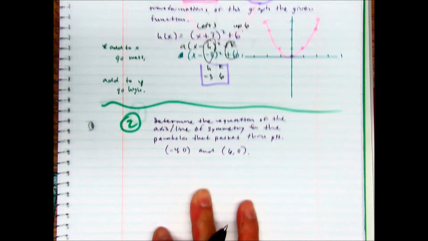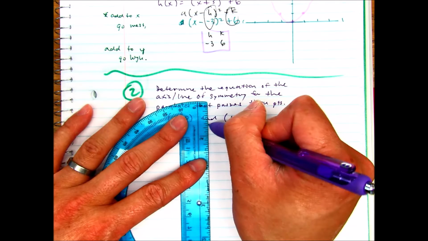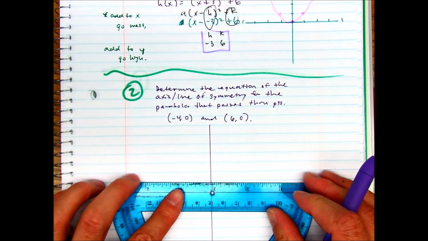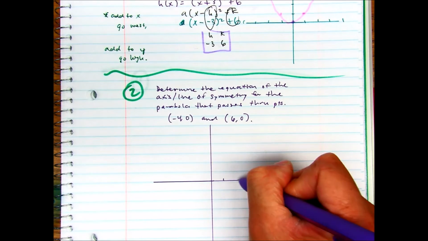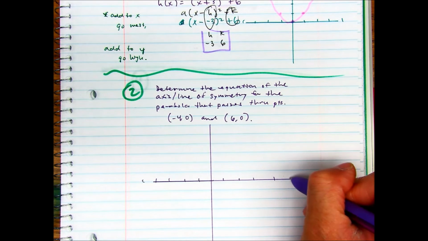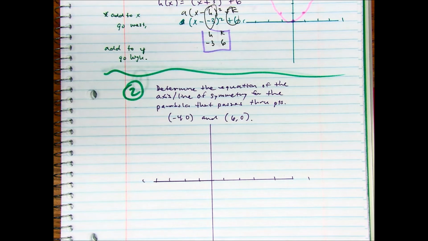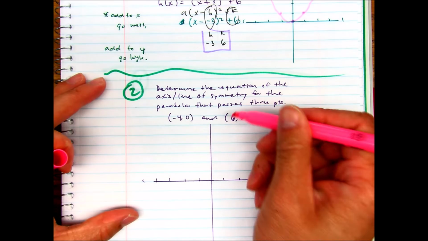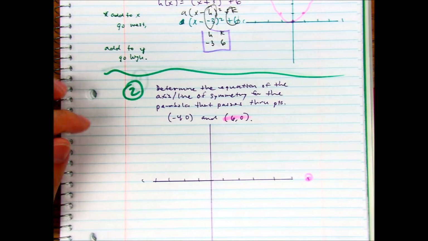Question number 2. Determine the equation of the axis or line of symmetry for the parabola that passes through these points, negative 4, 0, and 6, 0. So I'm just going to graph it. Let's go ahead and graph these. 6, 0. Negative 4, 0.